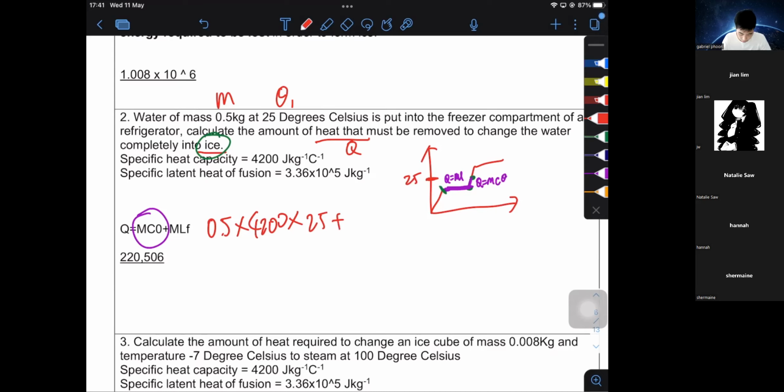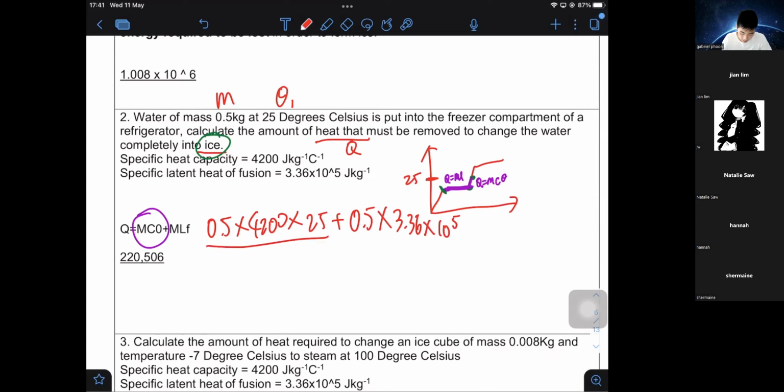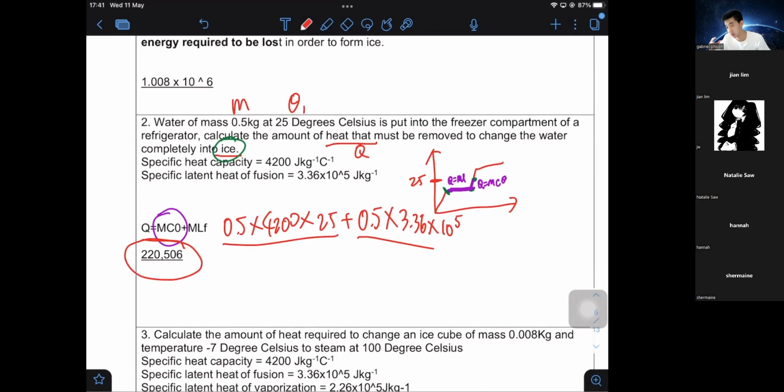Plus with my mL_f here, which is still going to be 0.5, multiplied by my L_f, which is 3.36 times 10 to the power of 5 here. Press this into the calculator, plus this into the calculator, and you'll most likely end up with this number here. Anyone unclear about this question? This is essentially how you find the total amount of energy. You have to take into consideration the liquid part, and the latent heat of fusion part, guys.